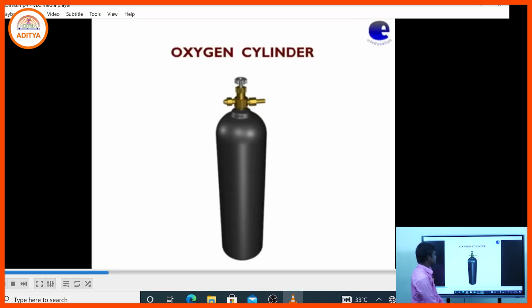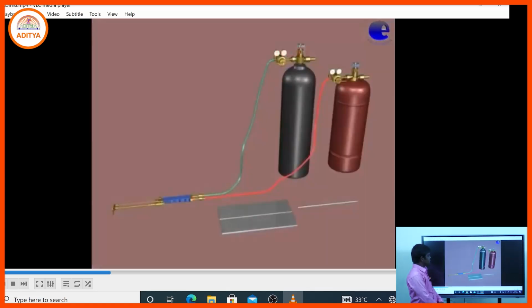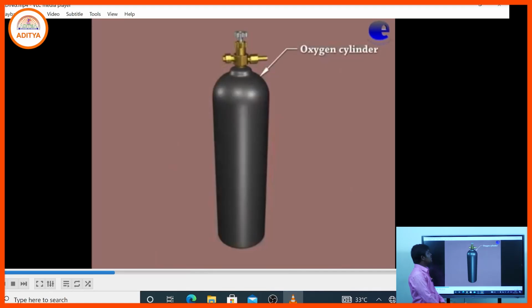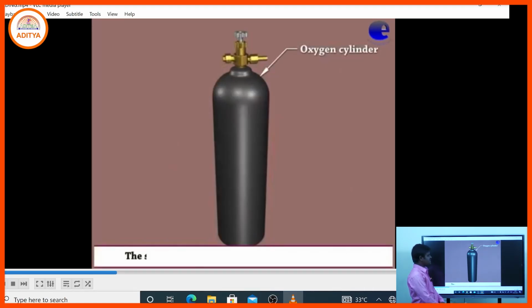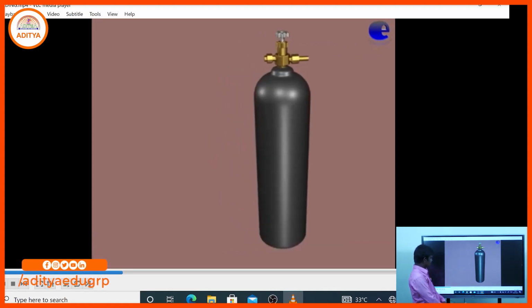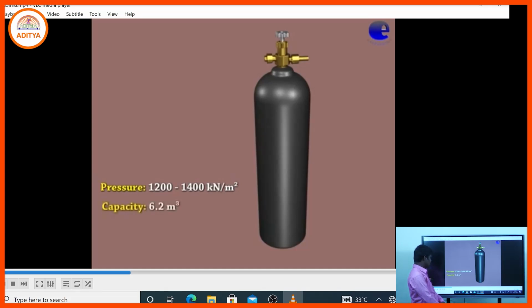The color of the oxygen cylinder is black, and the color of the acetylene cylinder is maroon. The standard color of the oxygen cylinder is black. Pressure is maintained at 1200 to 1400 kilonewton per meter square, the capacity is 6.2 meter cube, and the mass is 80 kg.